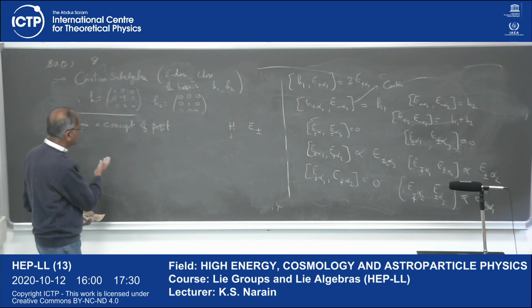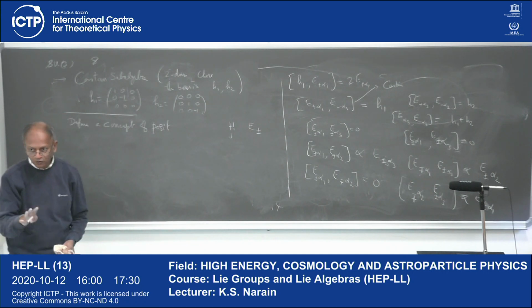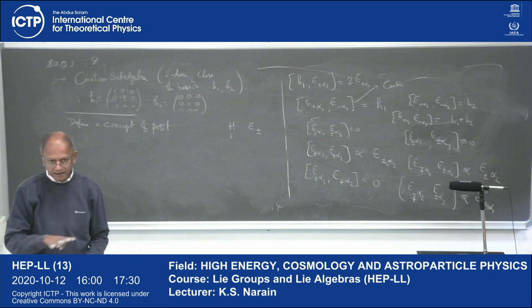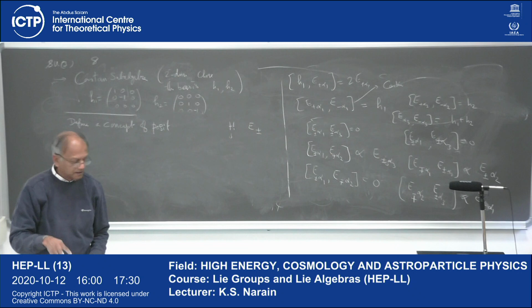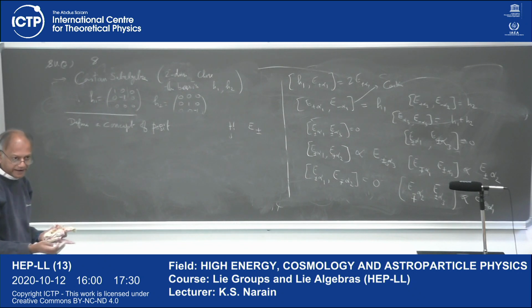But you see, now we are talking about Cartan generators which are in 2 dimensions. Cartan generators are spanning a 2-dimensional space, and the roots are also living in a 2-dimensional space, the dual vector space, right? So what is the concept of positive and negative? You have to make some definition about that.